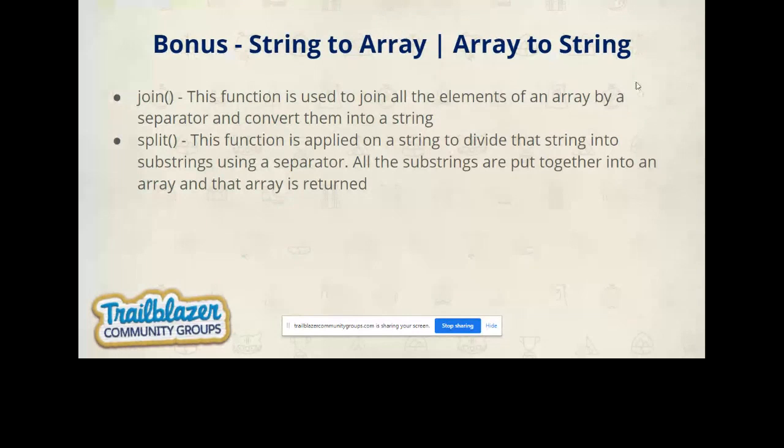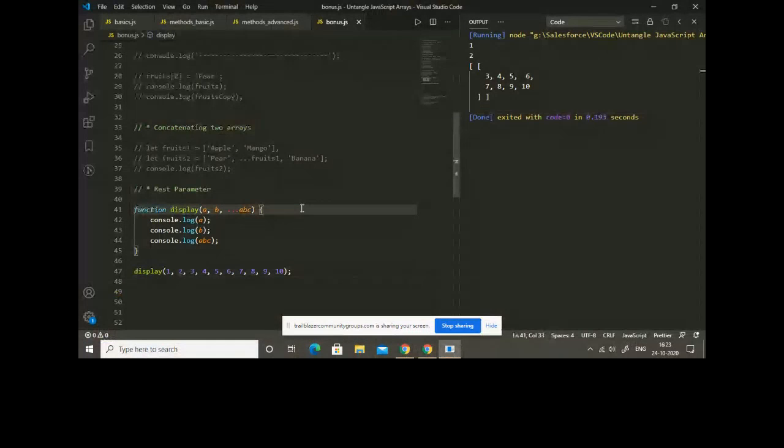So this is the last slide. In case you want to join all the elements of an array by a separator and convert them into a string, you can use the join function. And in case you want to split a string and convert it into an array, you can use the split function. Both these functions accept a separator as a parameter, and that separator is used to join or split the elements, right? Let's see it in action, and then I think we'll be able to understand more clearly.